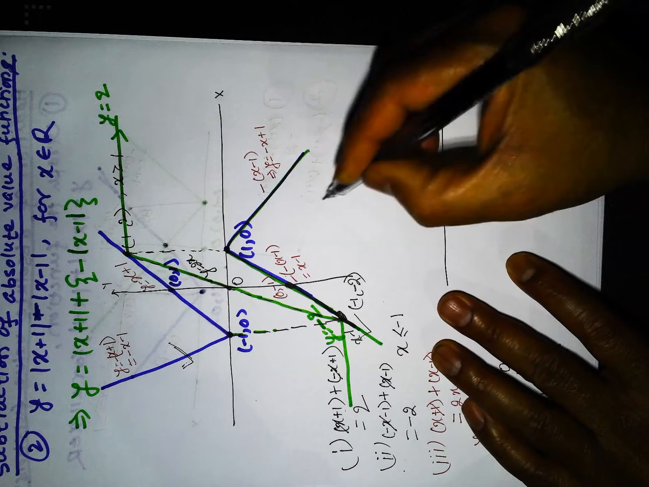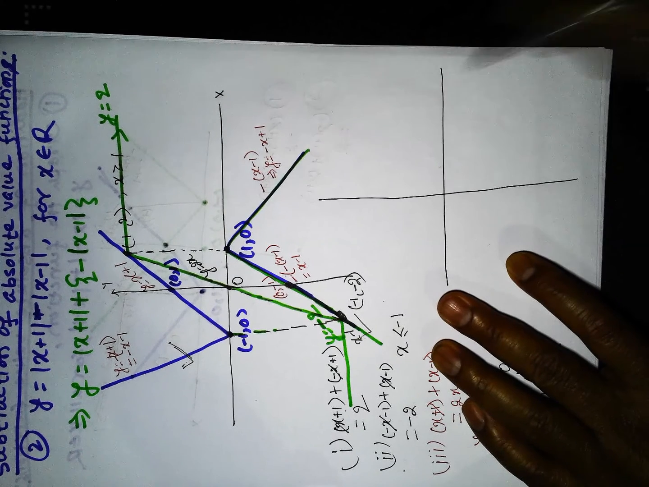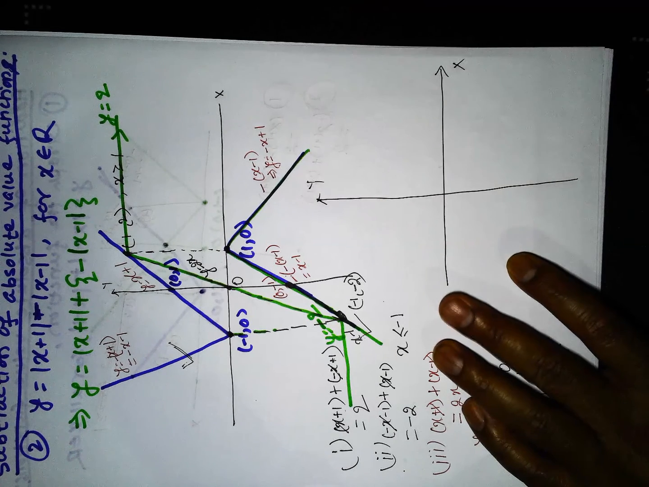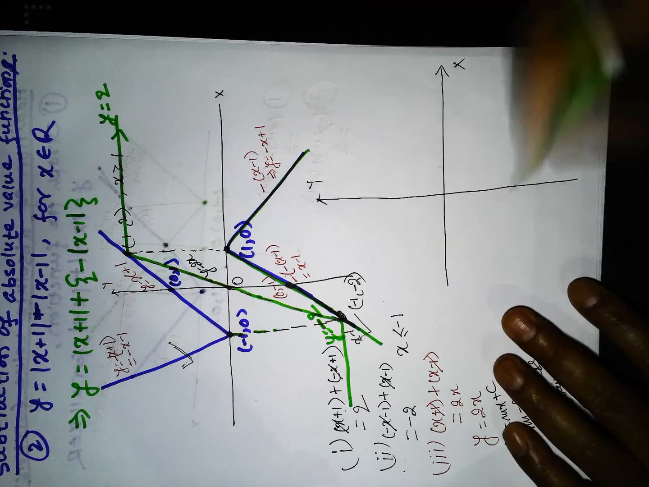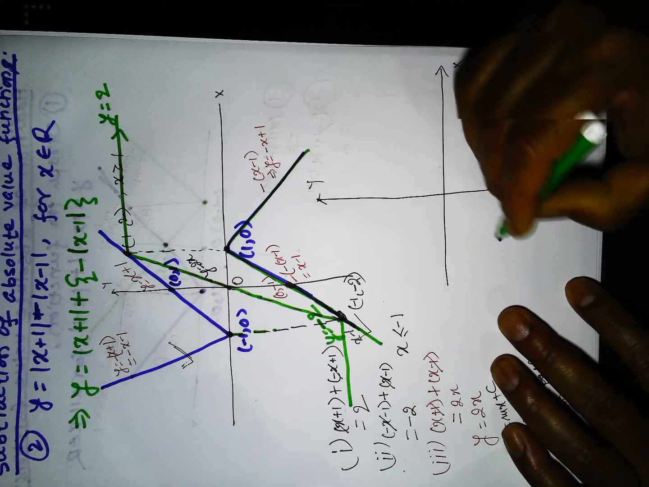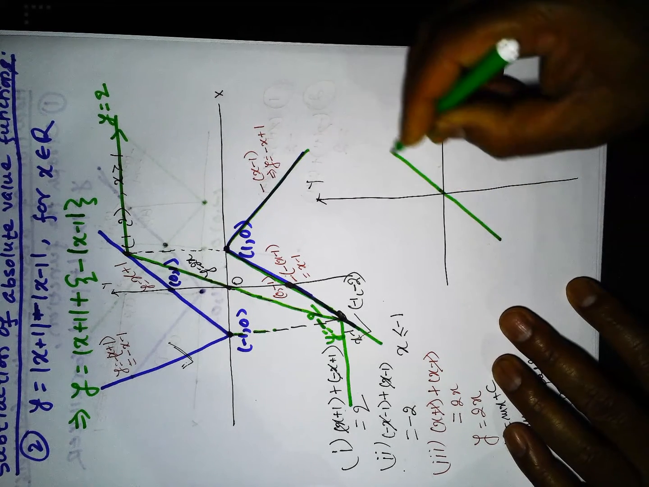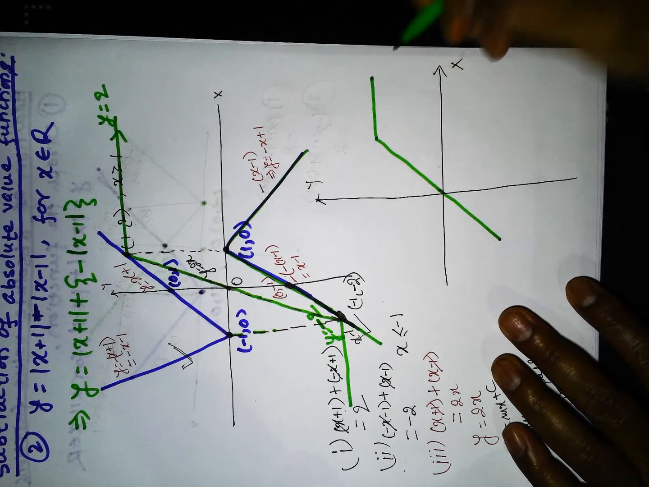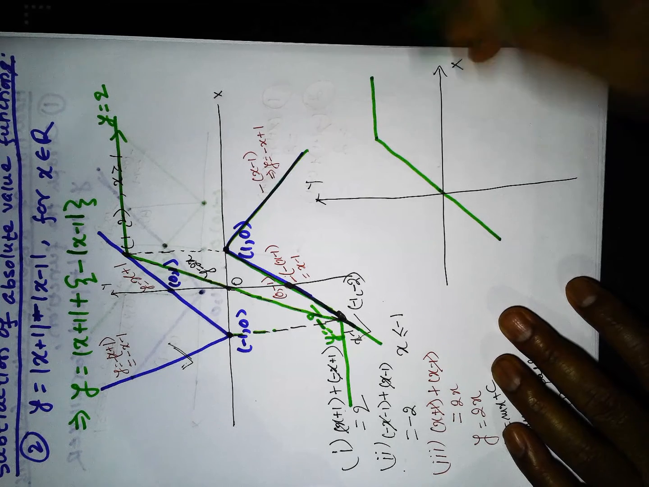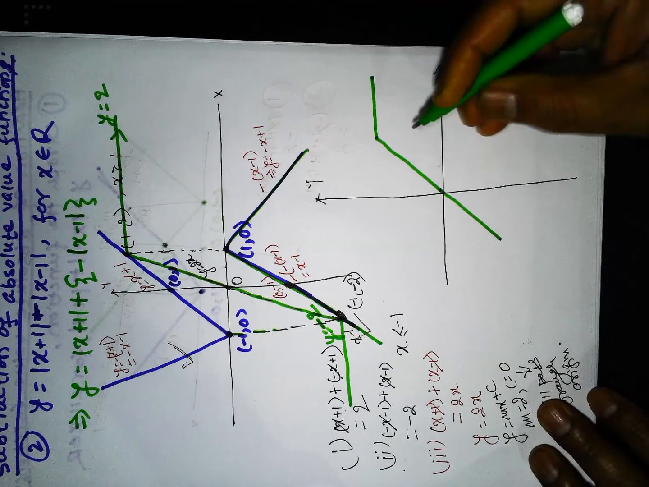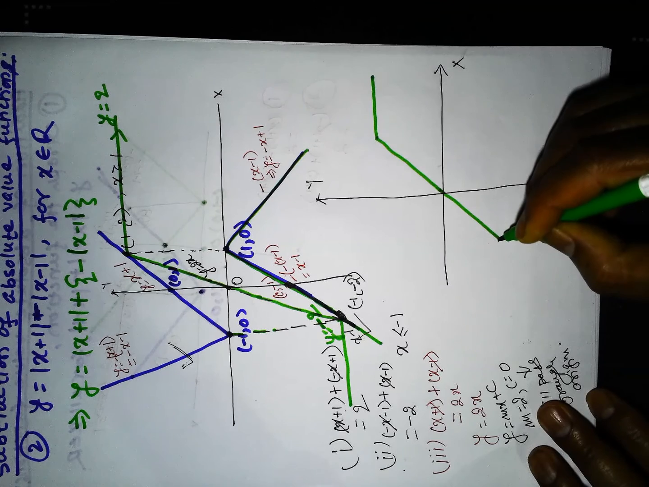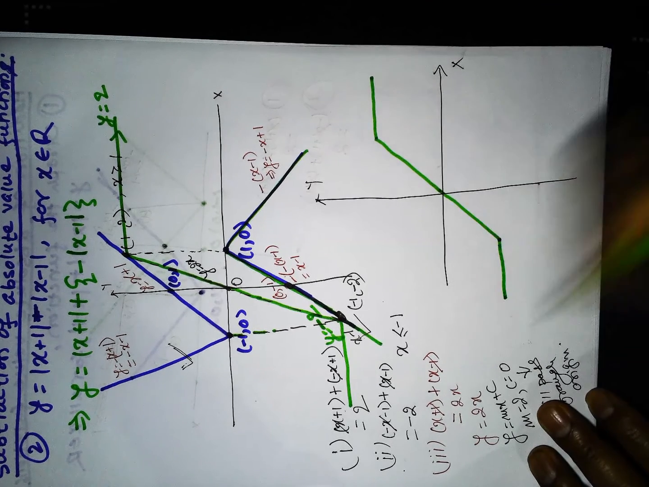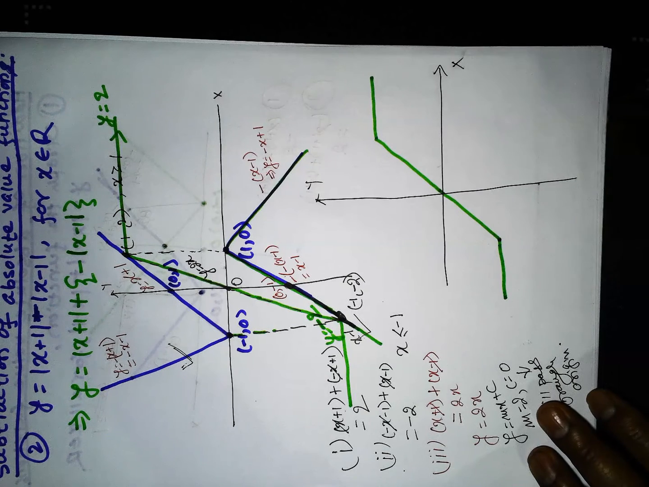So let's draw the final graph. Let's display the final graph separately. You will have a graph like this. One line will pass through the origin and then it will be parallel to the x-axis along the positive direction, and also parallel to the x-axis along the negative direction, and your graph will look like this.